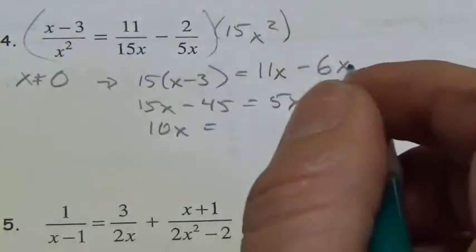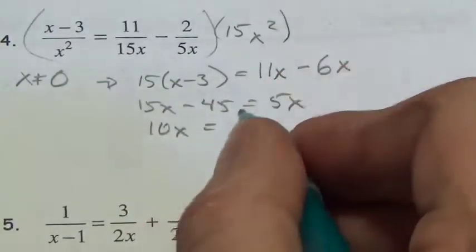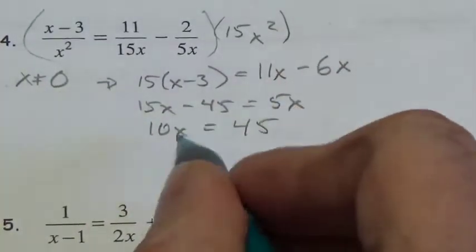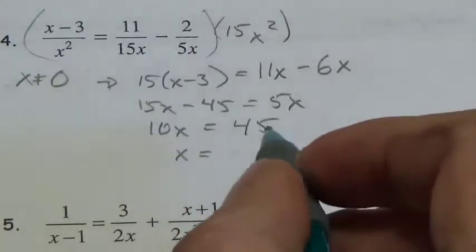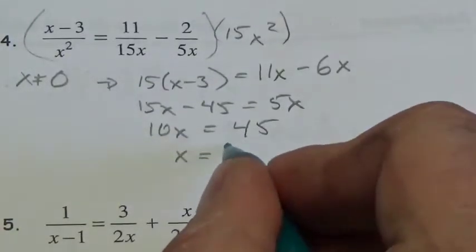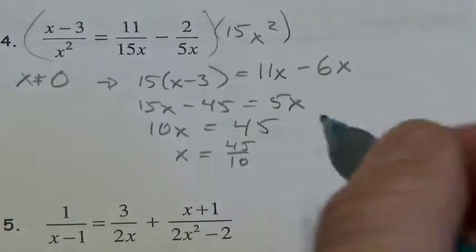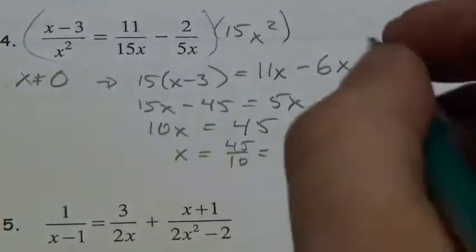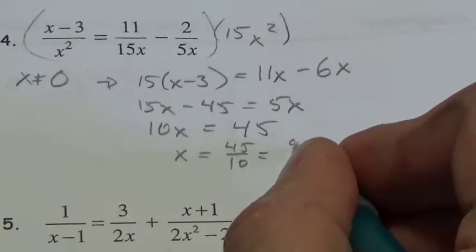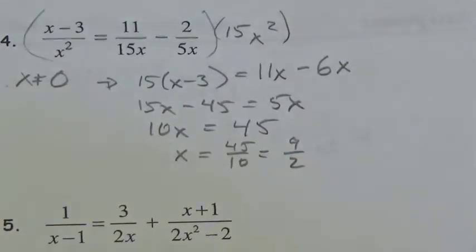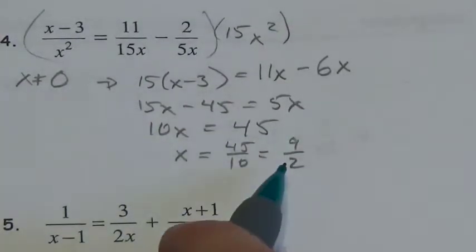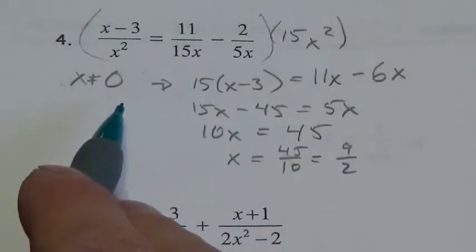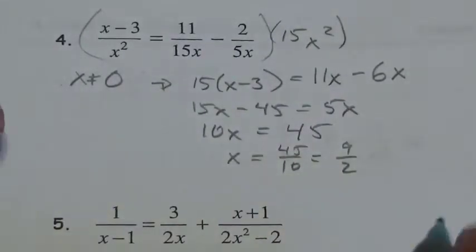I'm going to bring that 5x over to the left-hand side here to make that 10x. And I'll bring the 45 over. You get positive 45. So x is going to equal 45 over 10, which is a terrible way of writing that. I would cancel out the factor of 5 in both of those to get 9 over 2. Now, is that equivalent to my non-permissible? No. So there's my answer.